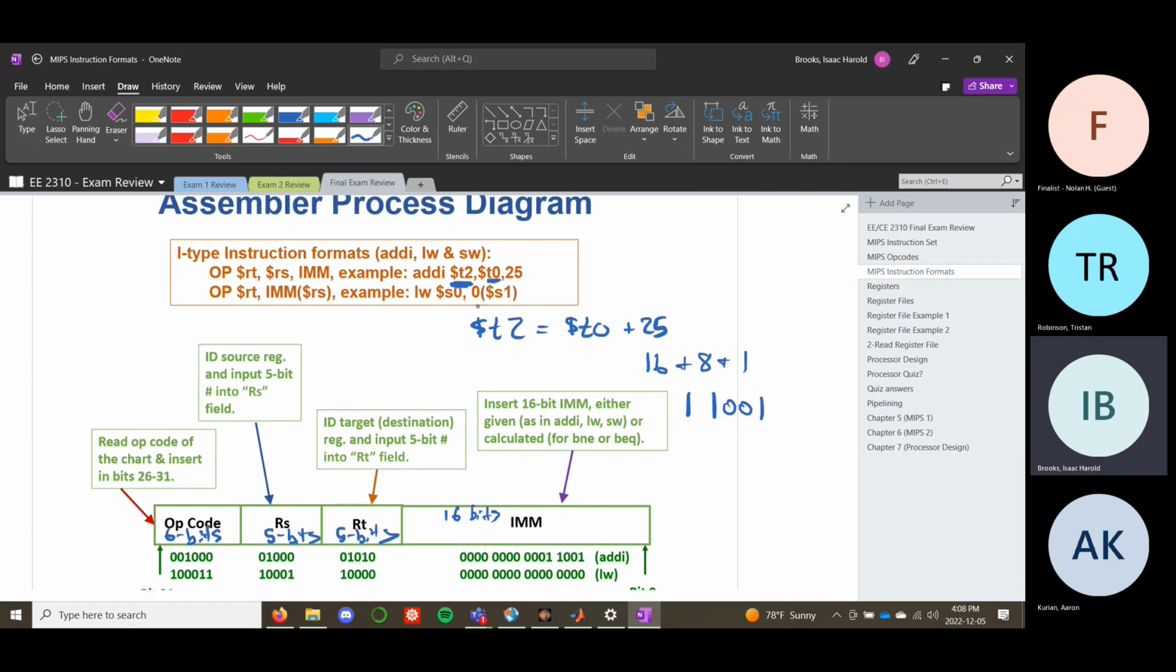Add immediate is probably the easiest one. Load word, that type has a register, a register, and an offset.